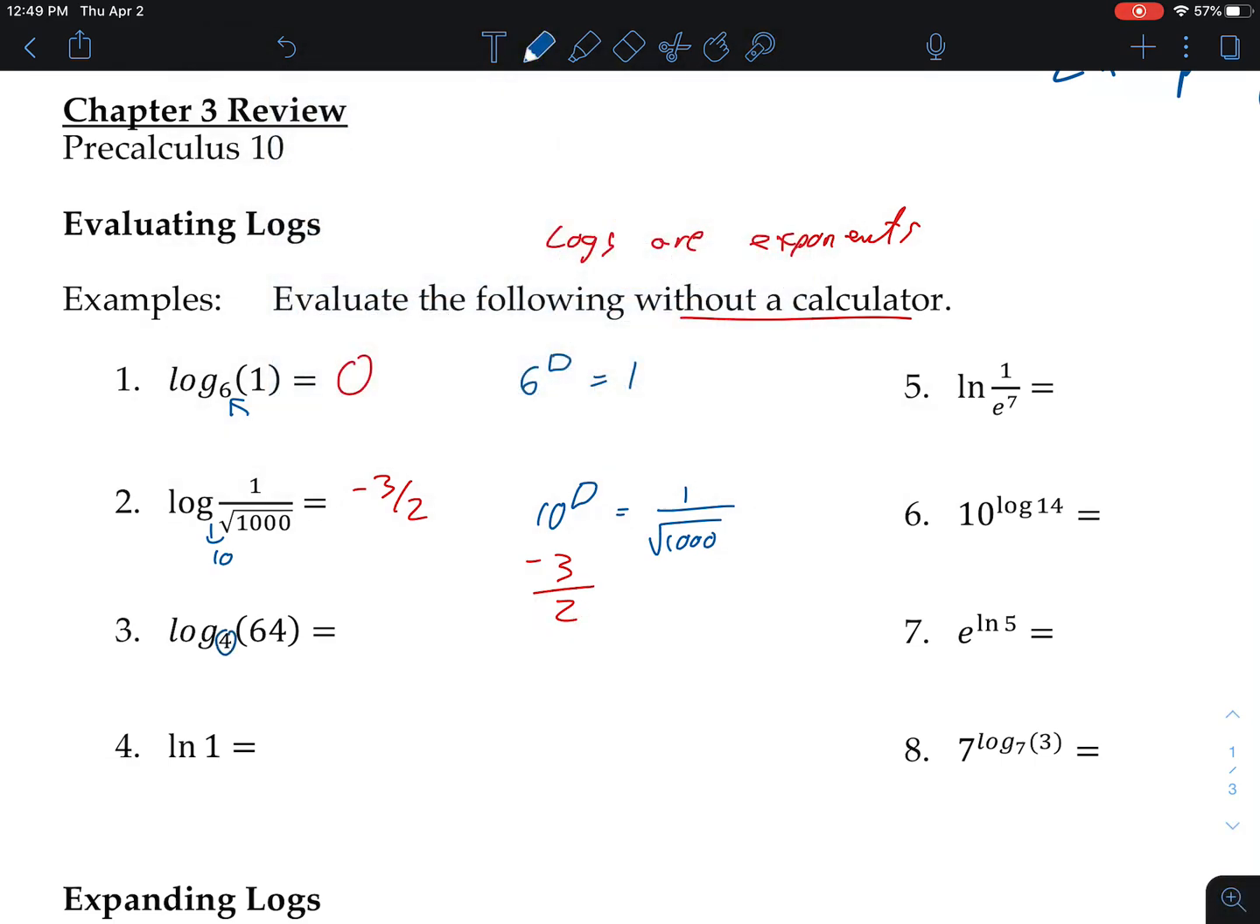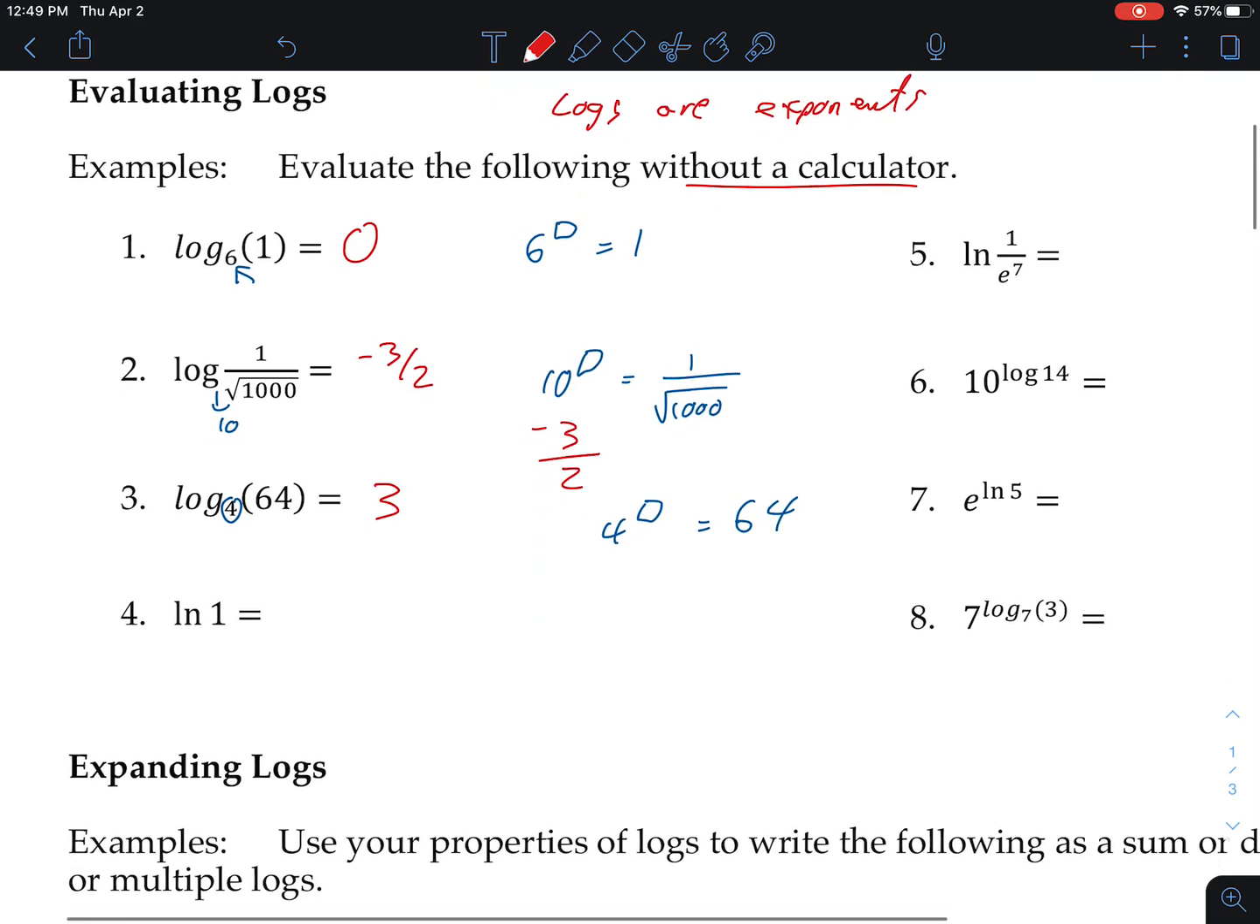Same one over here. Base is 4, raised to the what gives me 64? And that would be a 3, right? 4 times 4 is 16. 16 times 4 is 64. ln, now new base. This base is e. e raised to the what gives me 1? We know that anything raised to the 0 is 1. Similar type questions right here.